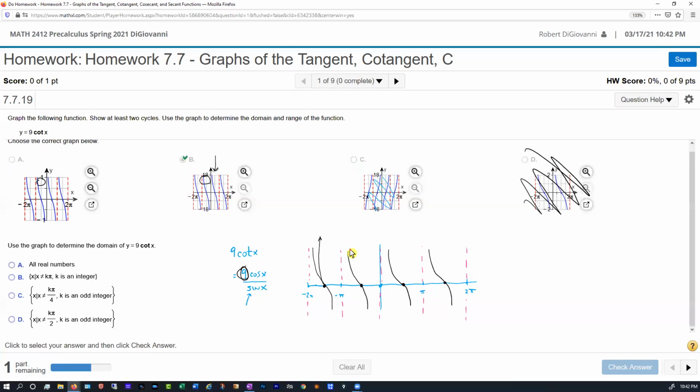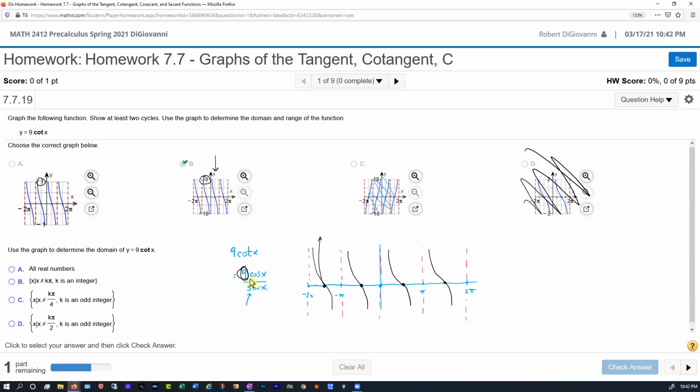Well done. We move on? Oh no, we don't move on. Okay, use the graph to determine the domain. So what is a domain? Well, the only thing you can't plug in is when sine is 0, right? And sine is 0 at 0, pi, 2 pi, 3 pi, 4 pi. So any multiple of pi, we can't plug in. So let's see what these say.